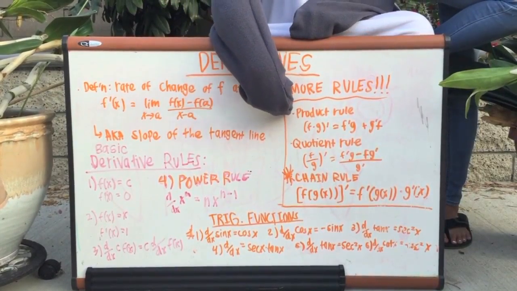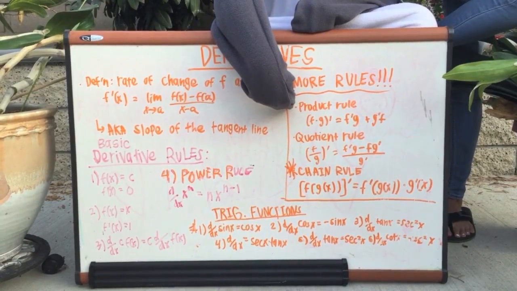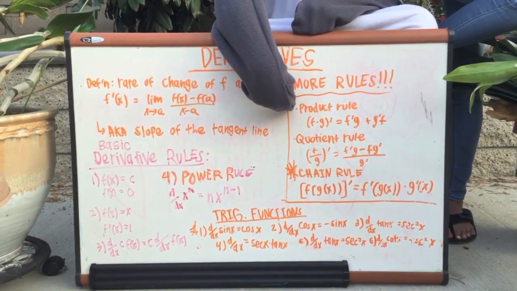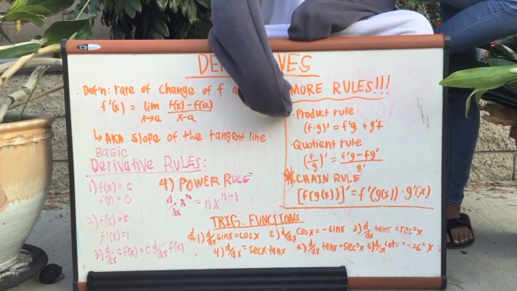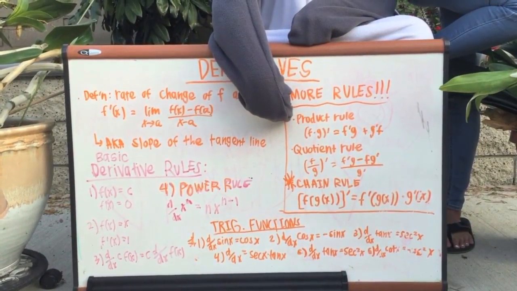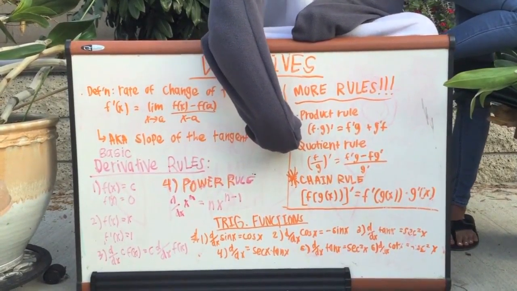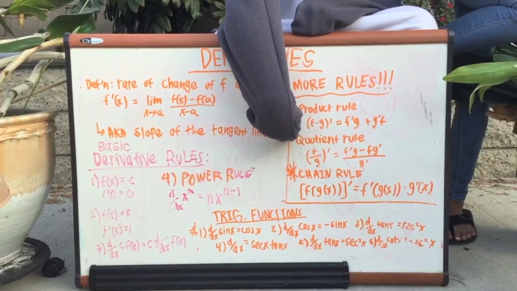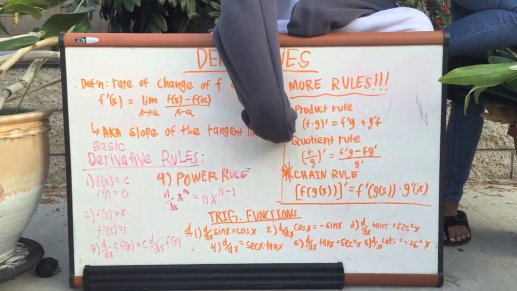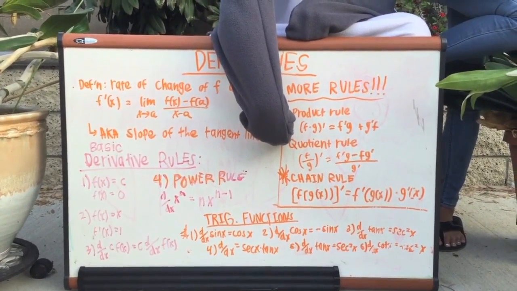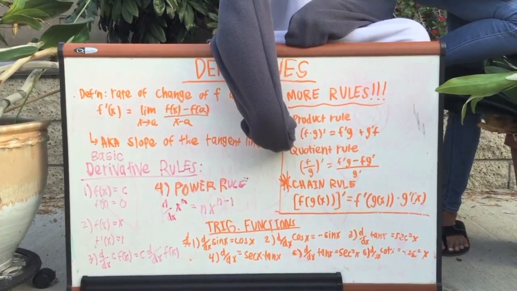The product rule. The product rule is defined as the product of the first function and the derivative of the second function, plus the product of the derivative of the first function and the second function. We use this when we see a function is a product. Secondly, the quotient rule. The quotient rule is defined as the denominator times the derivative of the numerator minus the numerator times the derivative of the denominator all over the denominator squared.